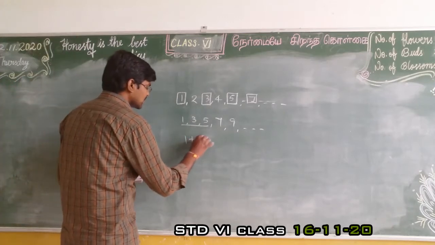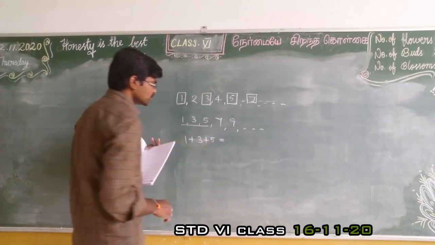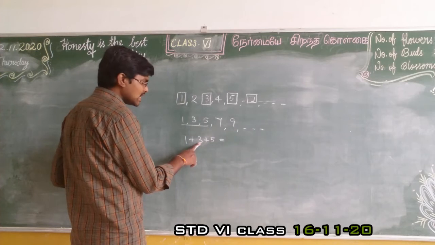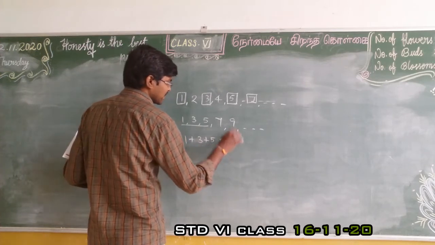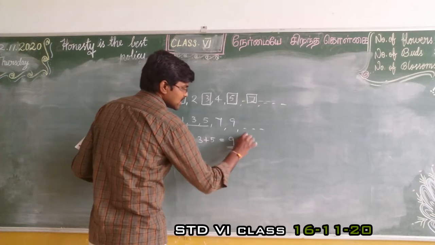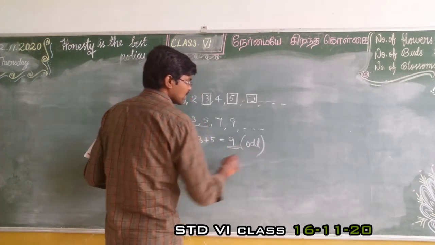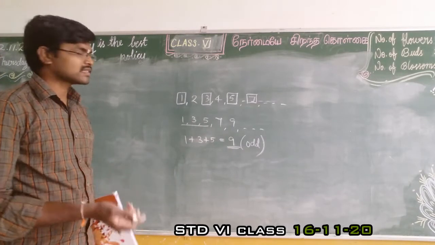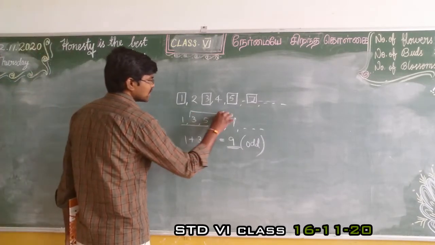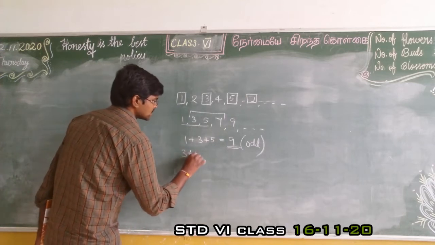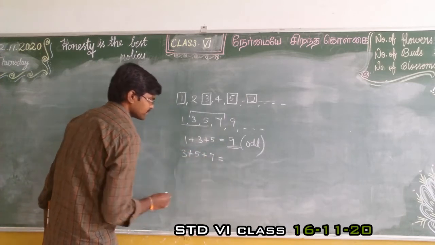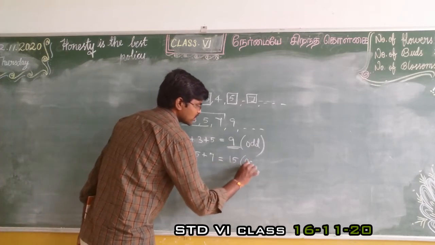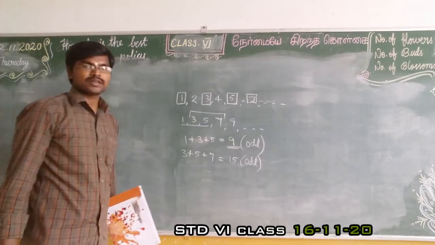1 plus 3 plus 5 equal to, see, 5 plus 3, answer is 8. 8 plus 1, that is 9. The answer is also one of the odd numbers. For example, I am going to randomly choose the next three numbers. 3 plus 5 plus 7. 7 plus 3, 10. 10 plus 5, 15. It's also one of the odd numbers, right?